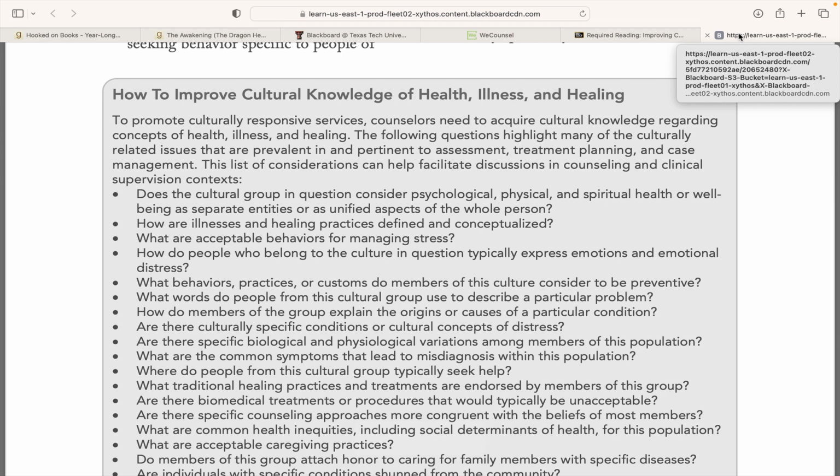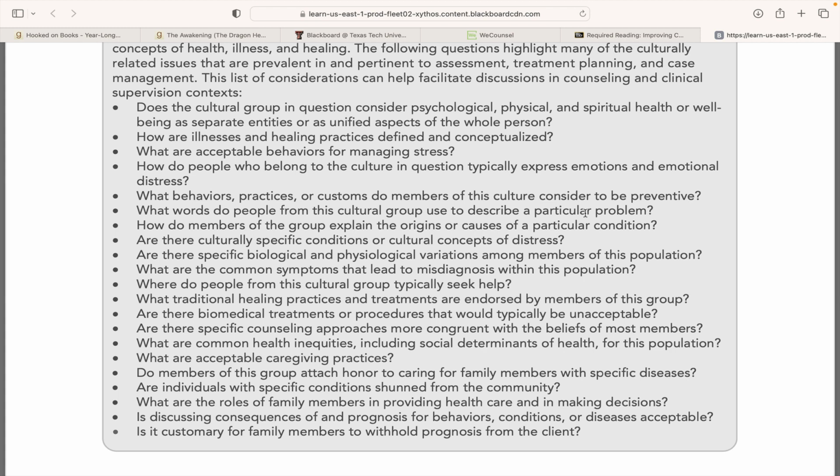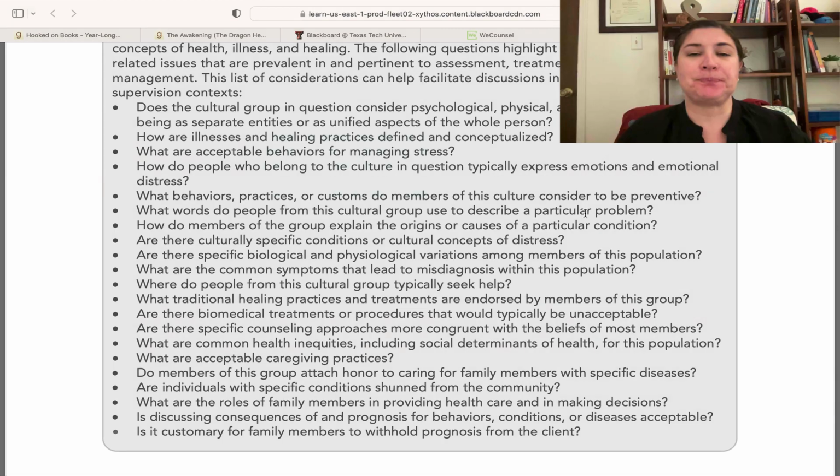So some of the examples include how are illness and healing practices defined and conceptualized in their culture? What behaviors, practices, or customs do members of this culture consider to be preventative? Where do people of this cultural group typically seek help? Is it customary for family members to withhold prognosis from the client? These are all questions you can ask the client or consider finding knowledge yourself when working with a new diverse client population, which will help you collaborate with them and be competent of their culture while working with them and not automatically being biased to your diverse culture.